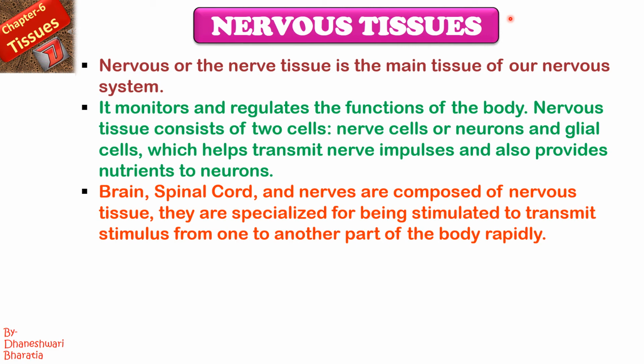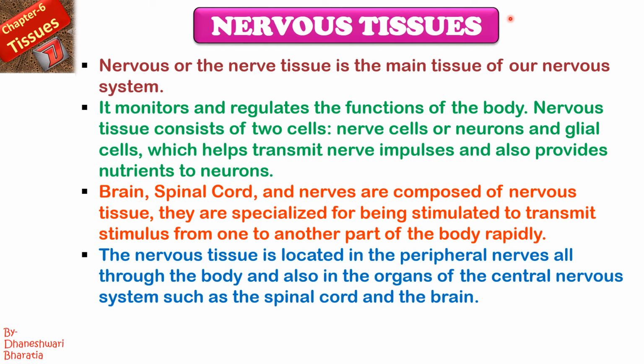Am I clear, beta? The nervous tissue is located in the peripheral nerves all through the body and also in the organs of the CNS, that is spinal cord and the brain. Okay, please remember the last point, it is important.